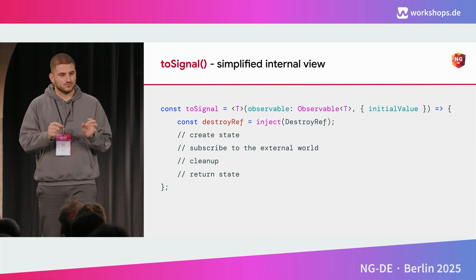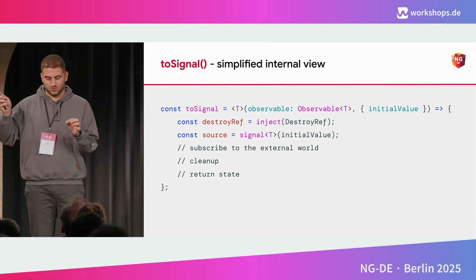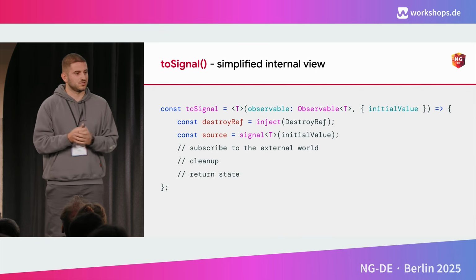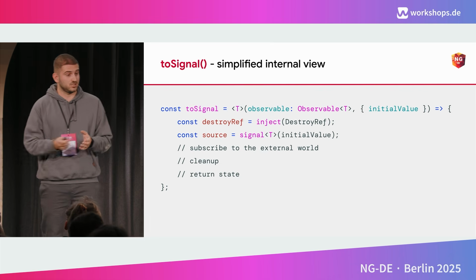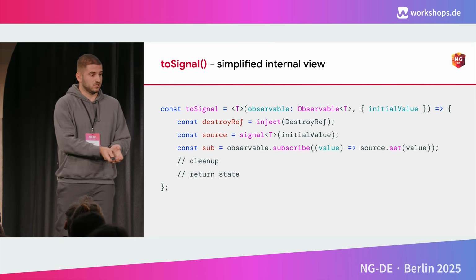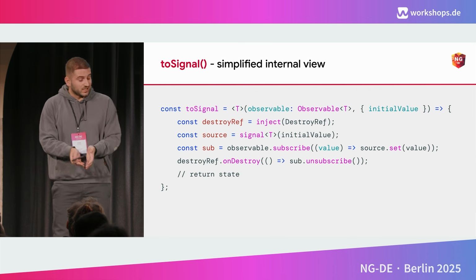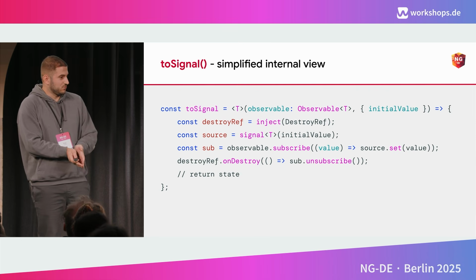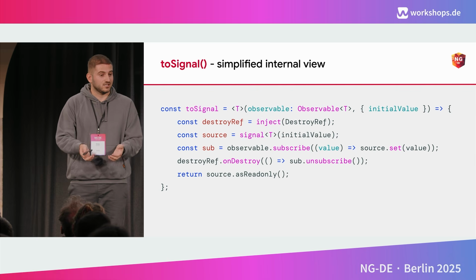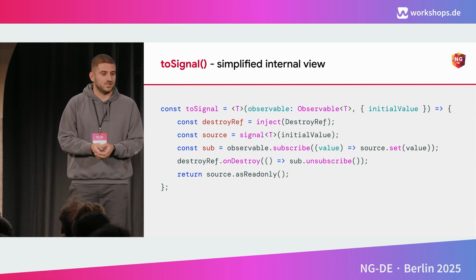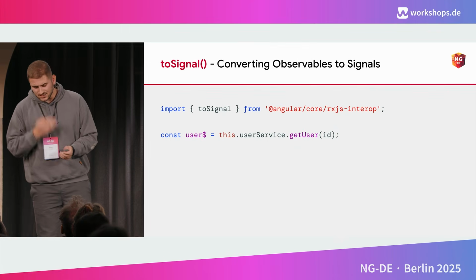We have inject DestroyRef. We create some state. So we say a source signal with some initial value, if you provide it. We subscribe to some external world, which in our case is our observable. So we subscribe to observable and set the signal state when it updates. We clean up with DestroyRef, as we saw before. Cool. And then we just return something, in our case, a signal, which is reactive, meaning that wherever we use it, it just works as all the other signals.